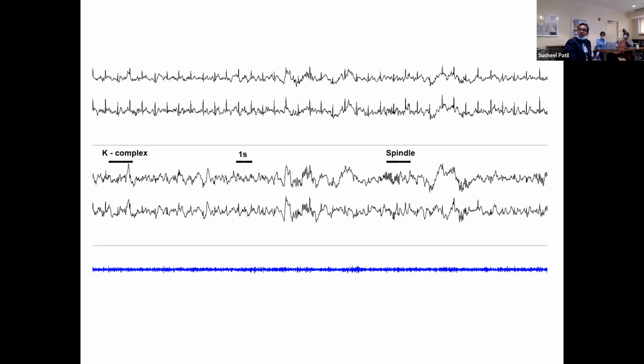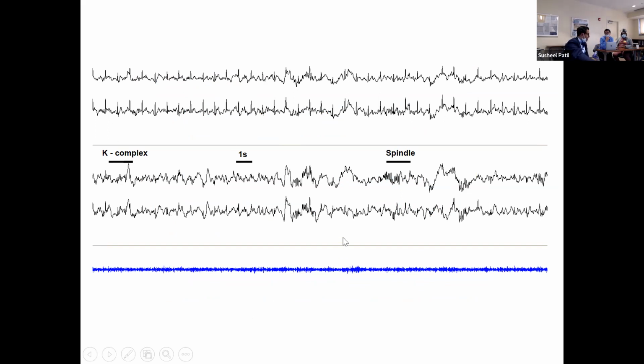Unfortunately, I screwed up the things here, so I'll walk through this one a little bit. Wait, that's a K complex? No, that's a vertex wave. Too big, but yeah.